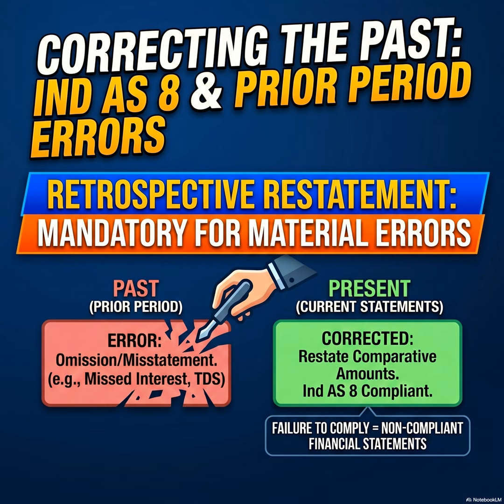The intent clause? Yes, the text dictates, and I'm quoting here, "financial statements do not comply with Ind AS if they contain either material errors or are immaterial errors made intentionally to achieve a particular presentation of an entity's financial position, financial performance, or cash flows." That intent clause is a massive trapdoor.